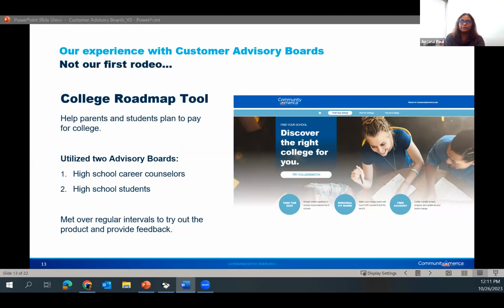Basically, this tool was a platform designed to help parents and students plan and pay for college. We set up two different advisory boards for this. One was made up of about 10 different high school career counselors, who we asked about a month before launching the tool to sit down and use it. And then we met them in a meeting at a branch location to give us feedback on the tool.